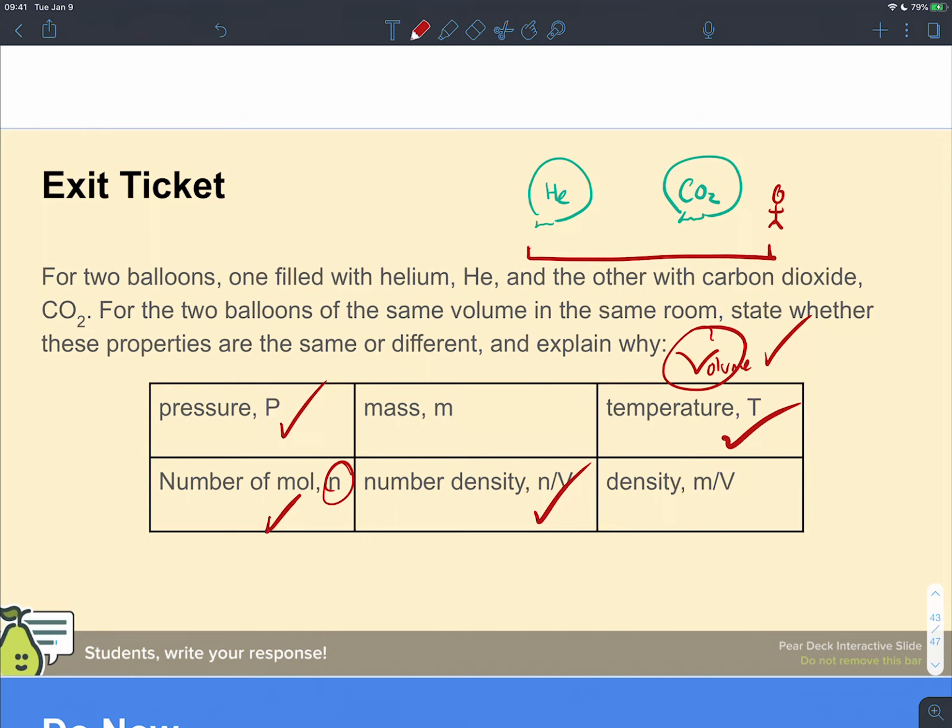So they have the same number of moles. Does that mean they have the same mass? These should be different because helium and carbon dioxide have different molar masses. Helium is around 4 grams per mole, and carbon dioxide, I believe, 44 grams per mole. If you converted the number of moles to grams, you would see they're different, which means they must have different densities as well. Helium is going to be less dense, helium is going to float, carbon dioxide is going to be more dense than air, and it's actually going to fall to the ground. That's why if you blow up a balloon with the breath that you exhale, it's just going to fall to the floor. It won't float.